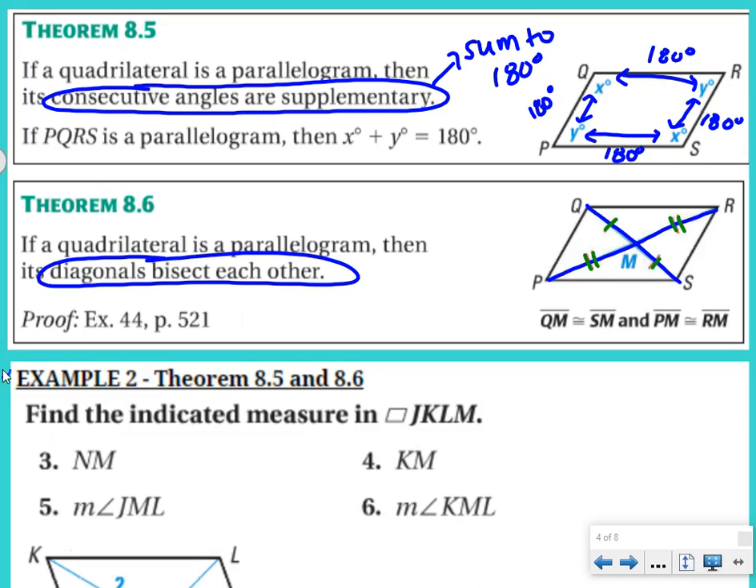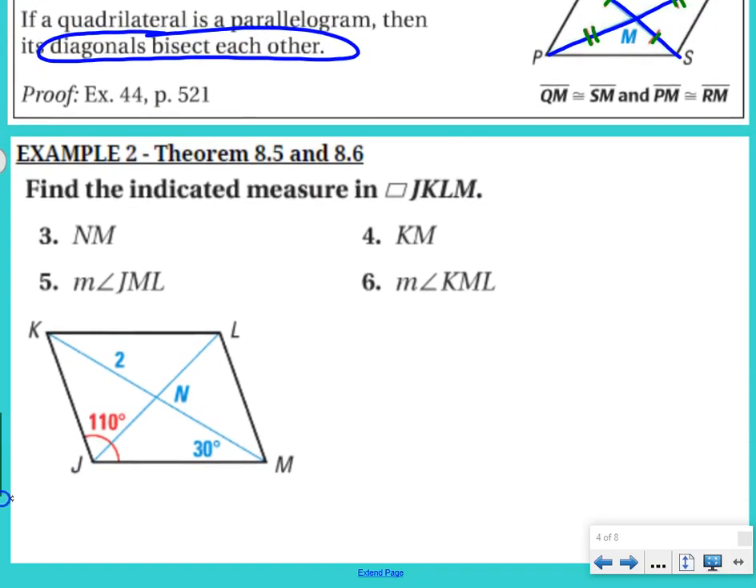So in example 2, we want to use these two theorems to find the indicated measure in parallelogram JKLM. So NM, if we look, we want this piece right here. So it's a diagonal, which means it's bisected. So this side is 2, which means this side will also be 2. So NM is 2. Then we want KM, so we want from K to M, the whole piece. Well, that's just adding the two pieces together. 2 plus 2 gives us 4.